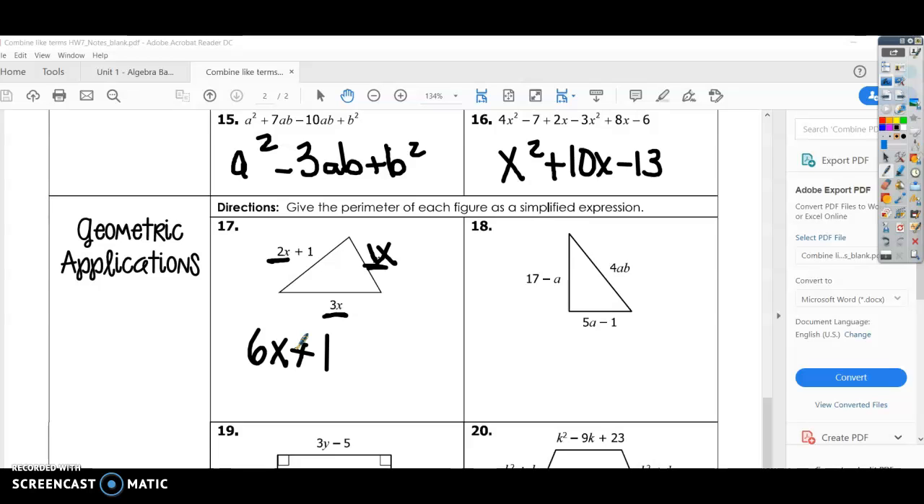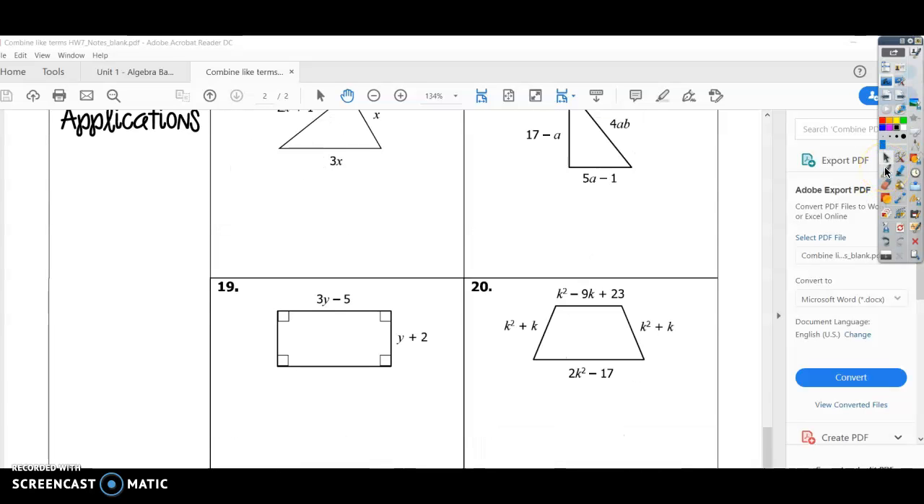All right, so here we have negative 1a plus 5a. So 5 minus 1 is 4a. And then we have a plus 4ab, which is different. So we have to put it separate because this one didn't have a b. And then we have a 17 and a negative 1. 17 minus 1 is 16. So that would be how you combine like terms there.